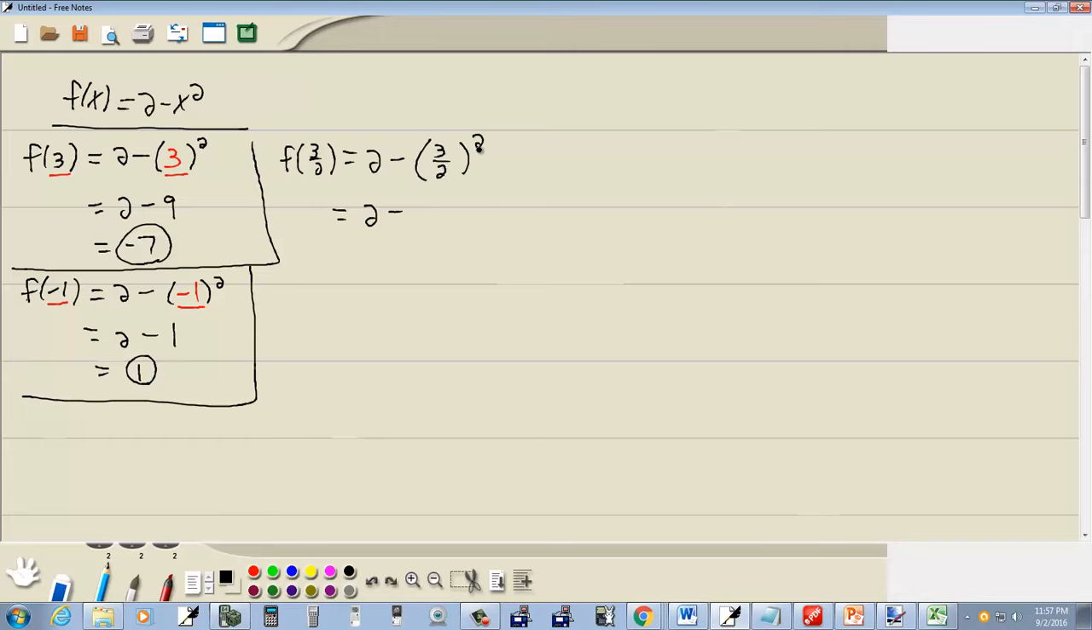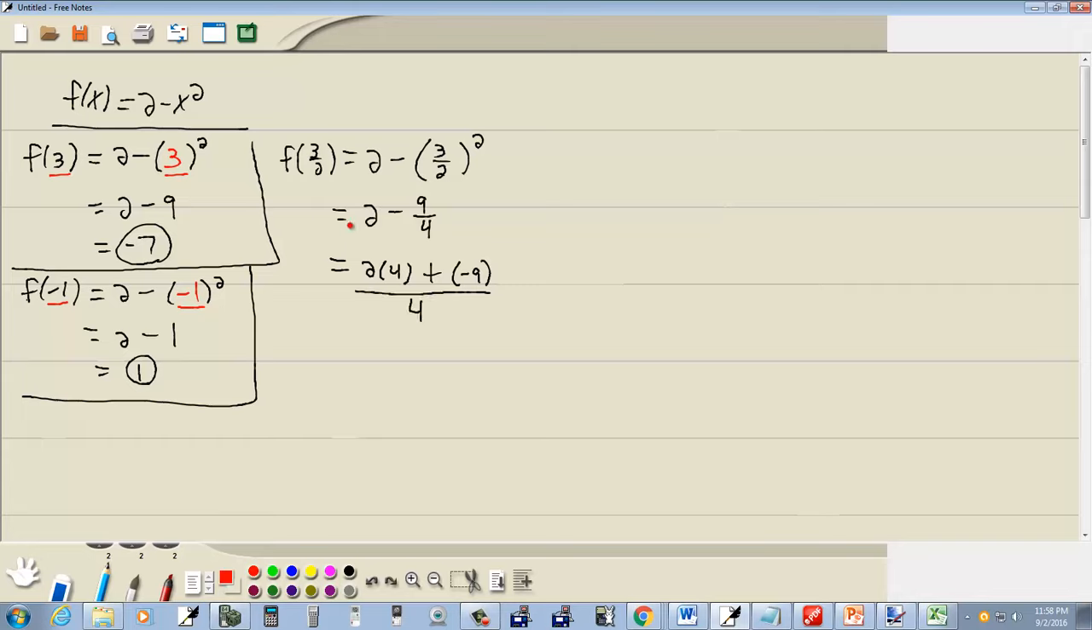When you got a fraction, you're raising it to a power, you're going to apply that power, that second power, to the top and to the bottom. So 3 squared is 9, and 2 squared is 4. Now we can apply the mixed number rule here to simplify this. So I'm going to take 2 times 4, and I'll add the negative 9 all over 4.